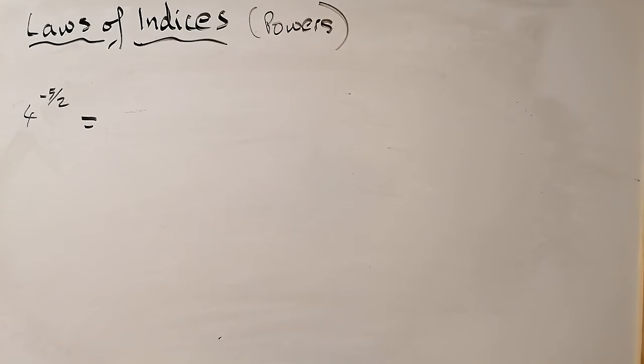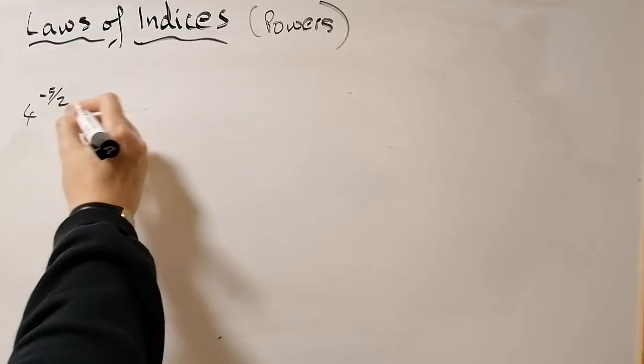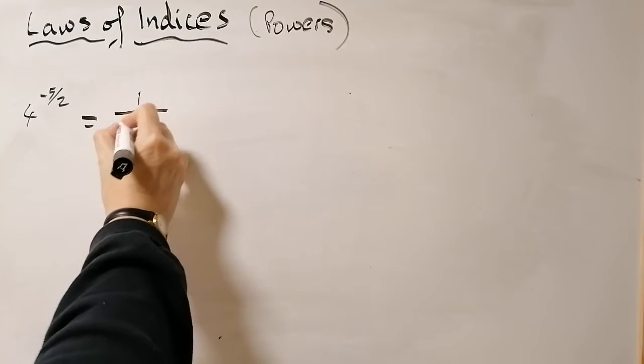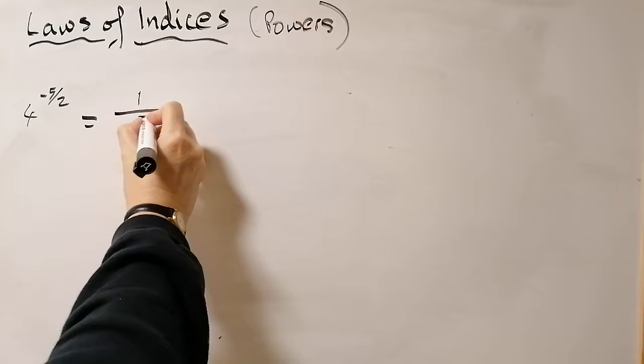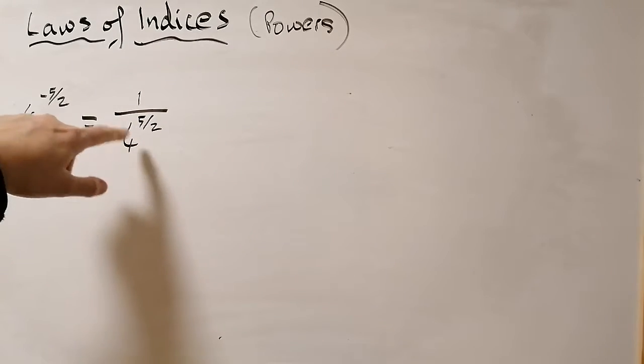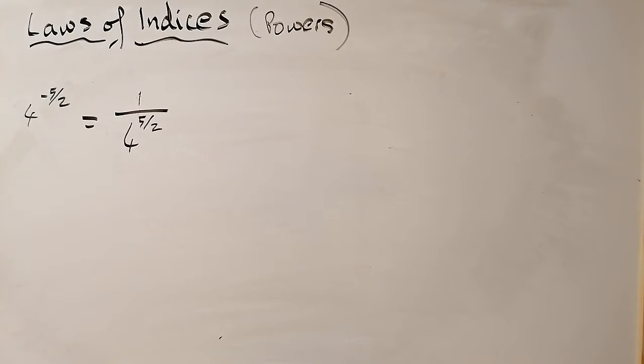So here we've got an example of a number to a negative fractional power. Now we follow the same rule as we did for all the other negative indices and fractional powers. So we're going to say 4 to the minus 5 over 2 is the same as 1 over 4 to the power of 5 over 2. So we put 1 over the number and we make the power positive.